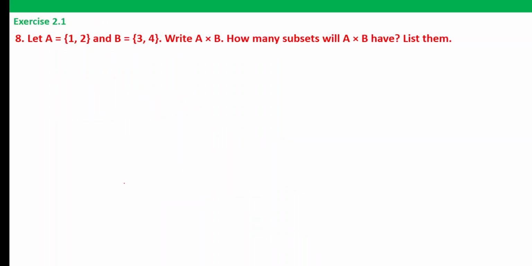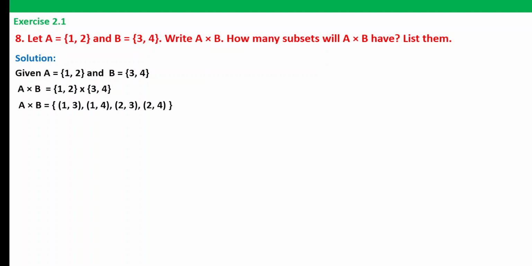Let us see question number 8. Let A be a set with elements 1, 2 and B be a set with elements 3, 4. Write A into B. How many subsets will A into B have? List them. Solution. Given A is a set with elements 1, 2 and B is a set with elements 3, 4.